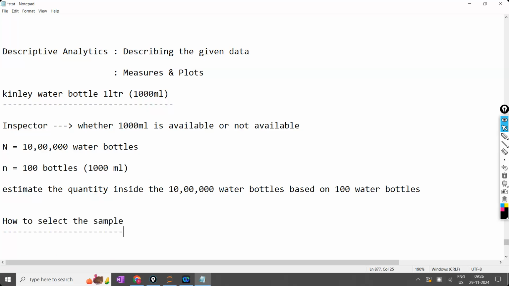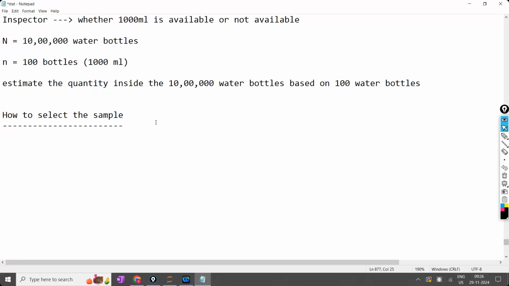For example, one, the Kinley water bottle company, where I told you how to select 100 bottles. Second one, exit poll survey. Once the polling is completed, you go to the exit poll and conduct the survey among the public. Now, population data means entire Hyderabad is visible to us, but we can't collect from every person located in Hyderabad. So we are going to select some data. How to select the sample is called sampling techniques.